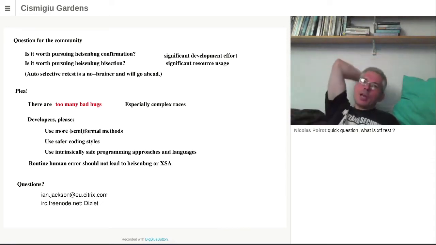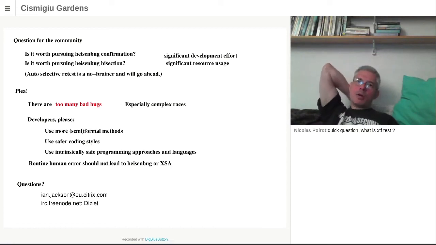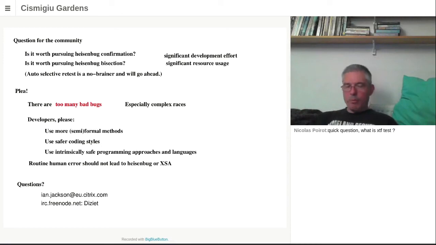XTF is a unit test framework done by Andrew Cooper. It's a system for building tiny little mini VMs that exercise particular pieces of normally hypervisor functionality, or compare hypervisor behavior to real CPU behavior, or check that XSA bugs have been properly fixed. Maybe Andrew can produce a link to that.